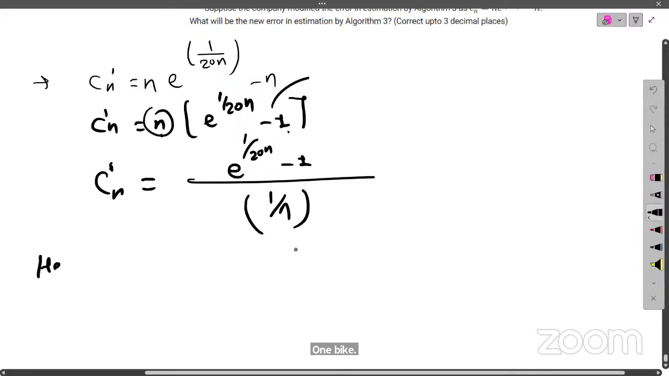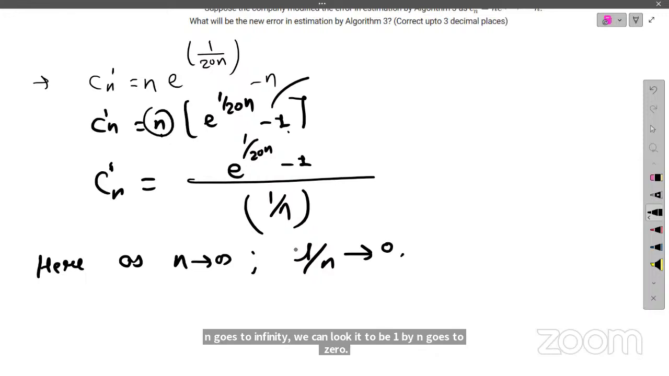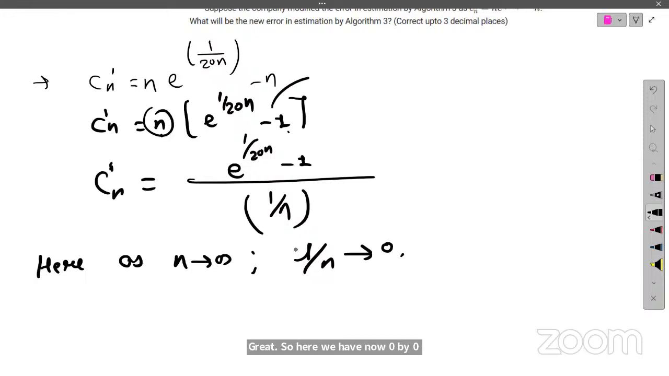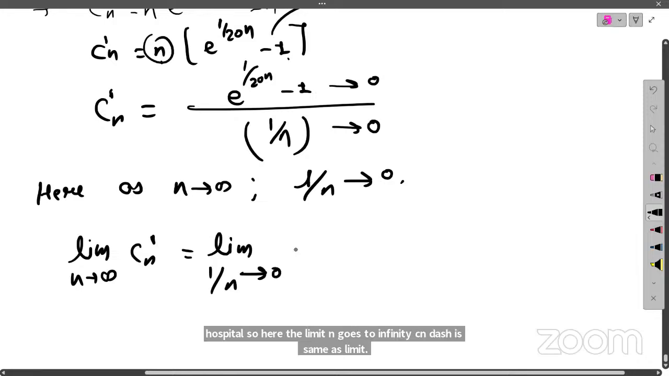Now observe that as n goes to infinity, 1 by n goes to 0. So here we have a 0 by 0 case, correct? Because as 1 by n goes to 0, the numerator goes to 0 and the denominator also goes to 0. So ultimately we reach L'Hospital's rule. The limit as n goes to infinity of c n dash is the same as the limit we can now solve.